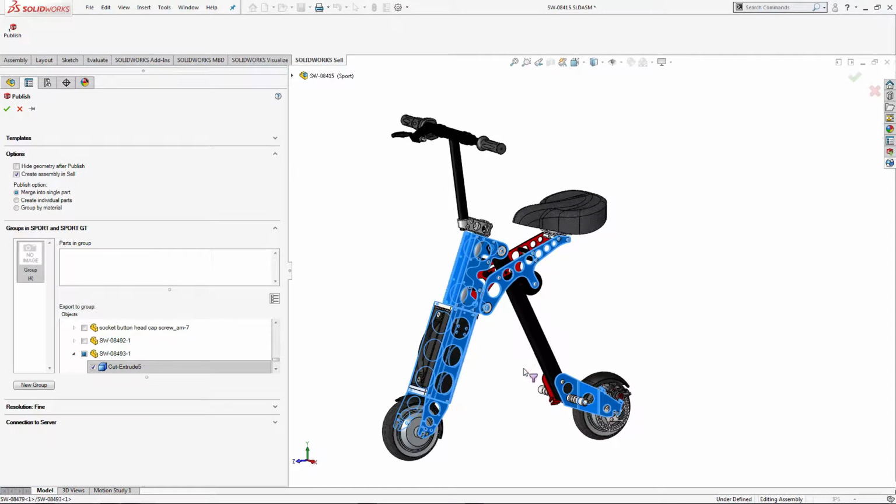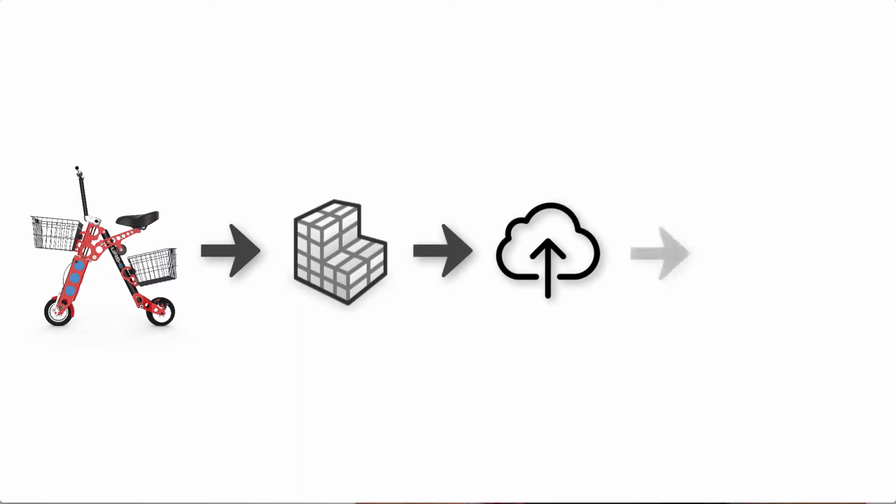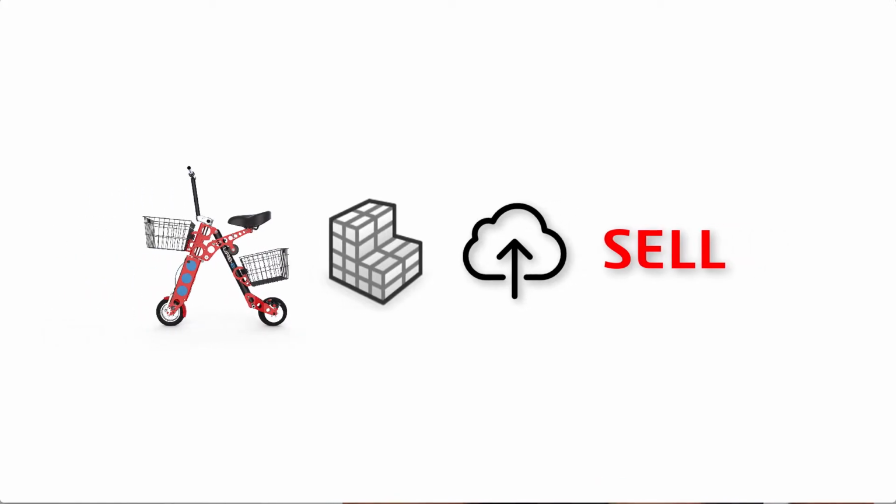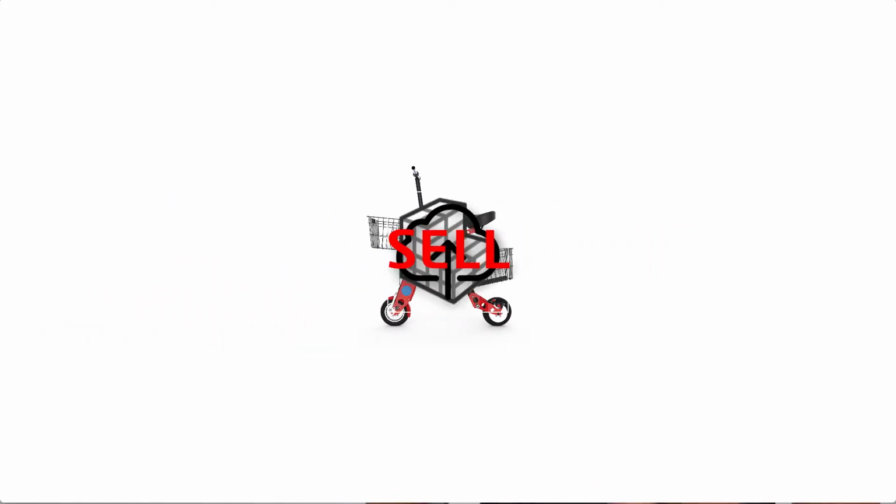For example, the frame will have an option between the Sport and Sport GT model, along with some color options as well. Once the data is ready to publish to the web application, SOLIDWORKS Sell creates a lightweight mesh representation to ensure the best online performance, all while keeping the IP secure. From here, logging into the web application can be done from anywhere.